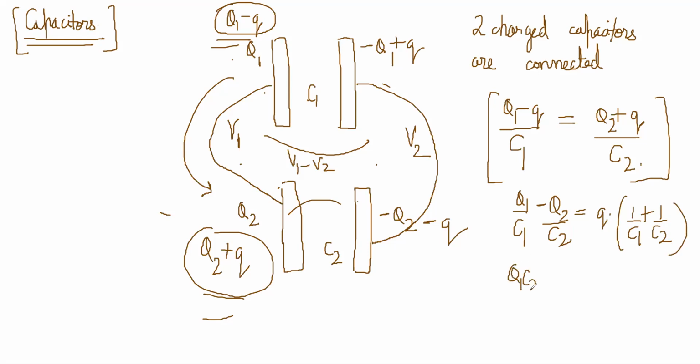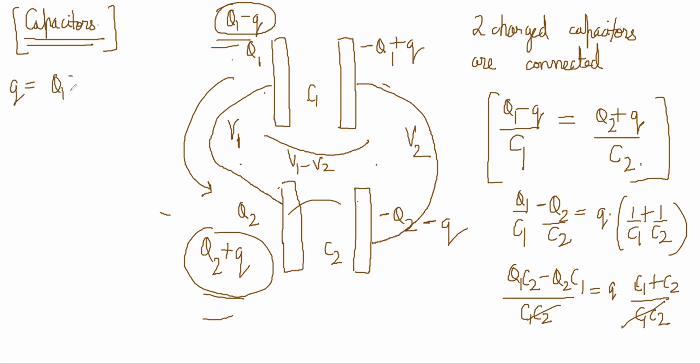So you get Q1 C2 minus Q2 C1 by C1 C2 is equal to Q into C1 plus C2 by C1 C2, right? So the amount of charge that flows is equal to Q1 C2 minus Q2 C1 by C1 plus C2. This is the amount of charge that flows. So final charges now you can find out.